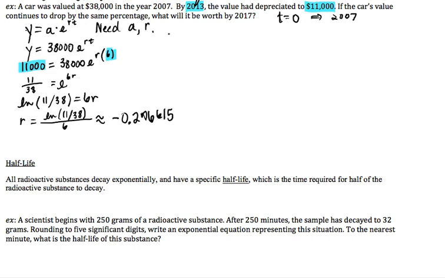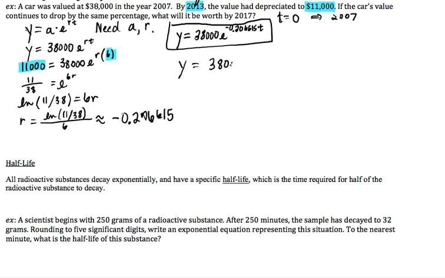So then our model is y equals 38,000 times e to the rt, so negative 0.206615 times t. Okay, there's our model. Let's box that since it's important. Now it says if the car's value continues to drop by the same percentage, what will it be worth in 2017? So that's 10 years after 2007, so we would plug in 10 for t.